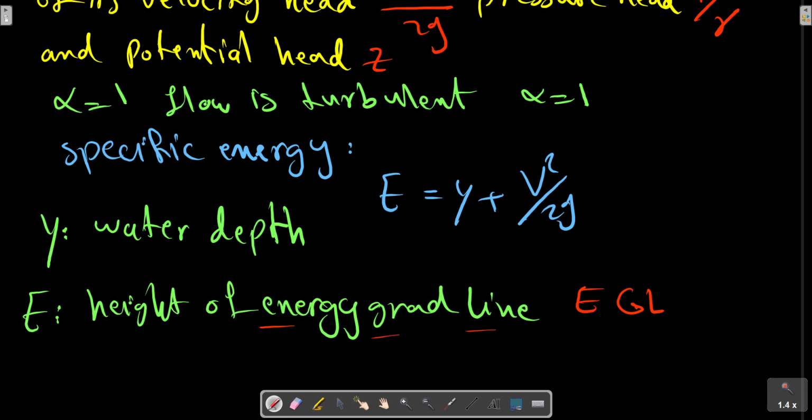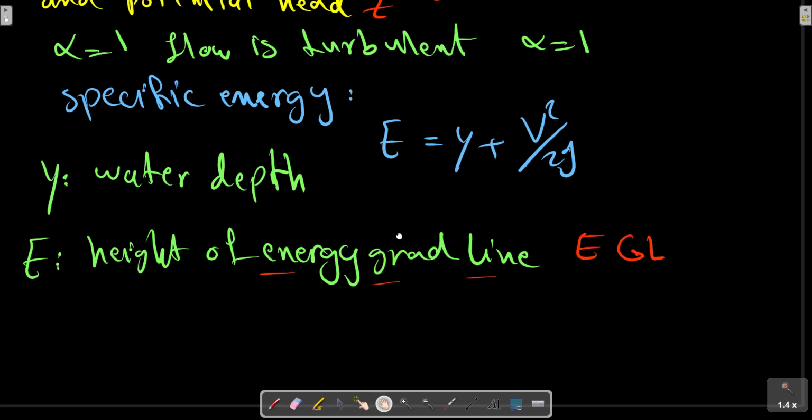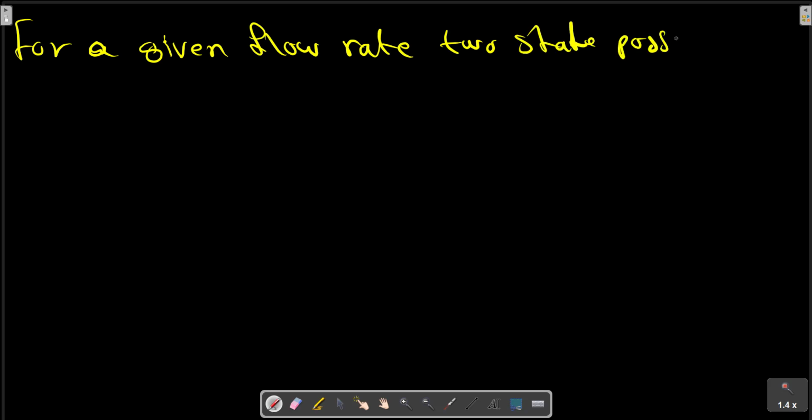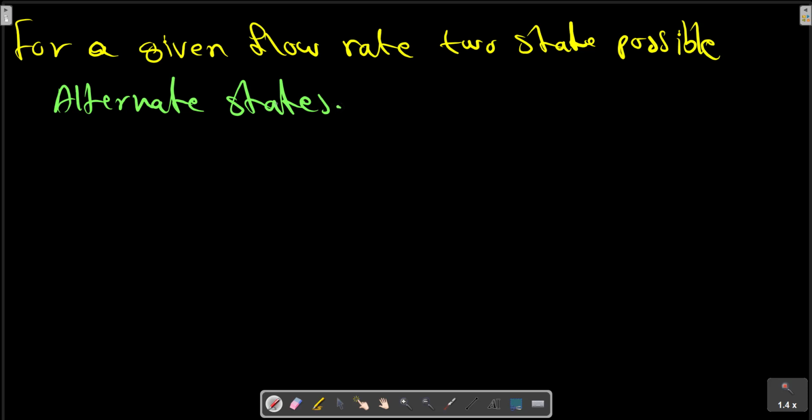above the channel bottom. For a given flow rate, there are usually two states possible, which are called alternate states, for the same specific energy. There is also a minimum energy, which corresponds to a Froude number of unity.